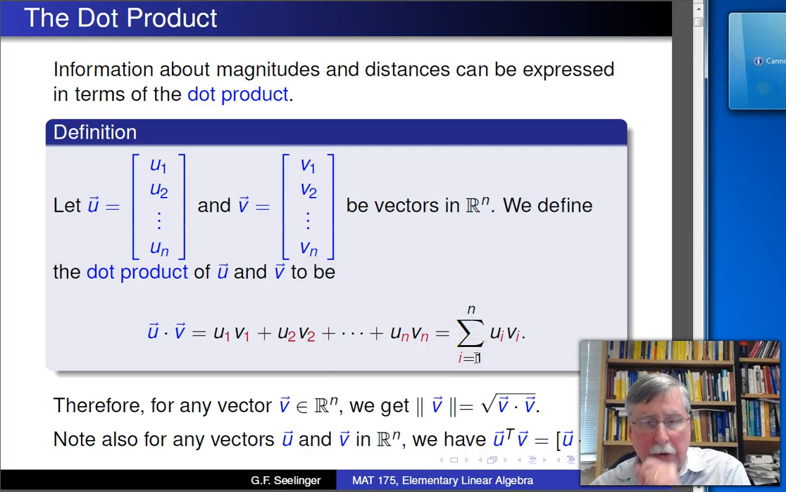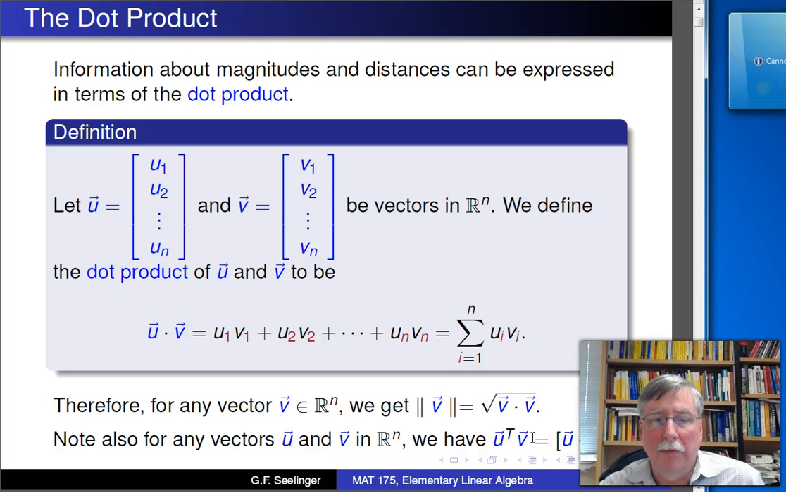If you remember, part of what we did with the dot product is we encoded information about lengths and angles. The magnitude of a vector is just the square root of the dot product of the vector with itself. We also have a number of algebraic properties: taking the dot product of two vectors is really the same as taking a matrix product.